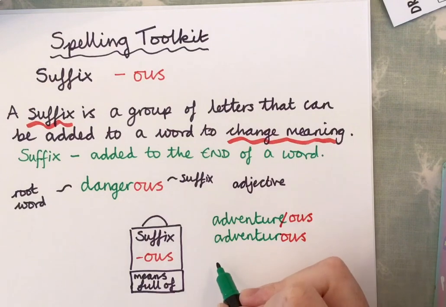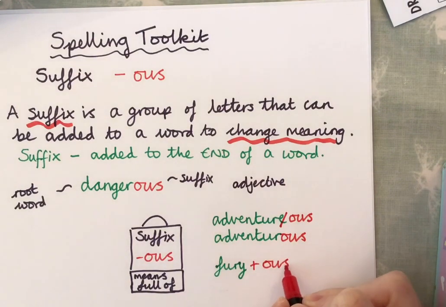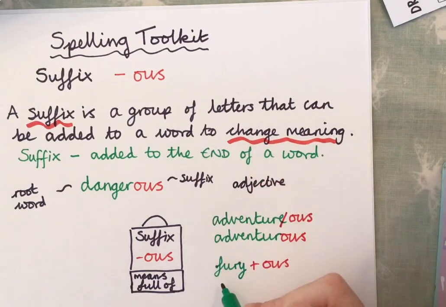What about if your root word ends in a Y? Here's a good example of a root word, fury, which kind of means full of rage, full of anger. I would want to add O-U-S to that word to make furious, but in order to do that, I need to replace the Y with an I. So I'm going to have a go at that now, in order to make the new word furious. Can you see? I've changed the Y to an I to make furious.